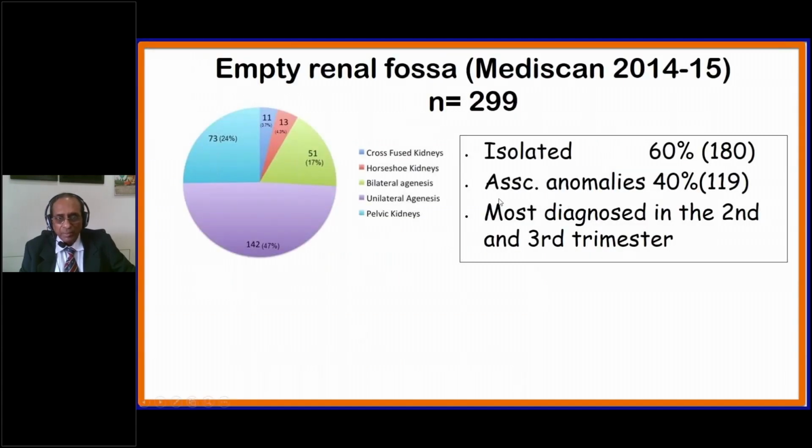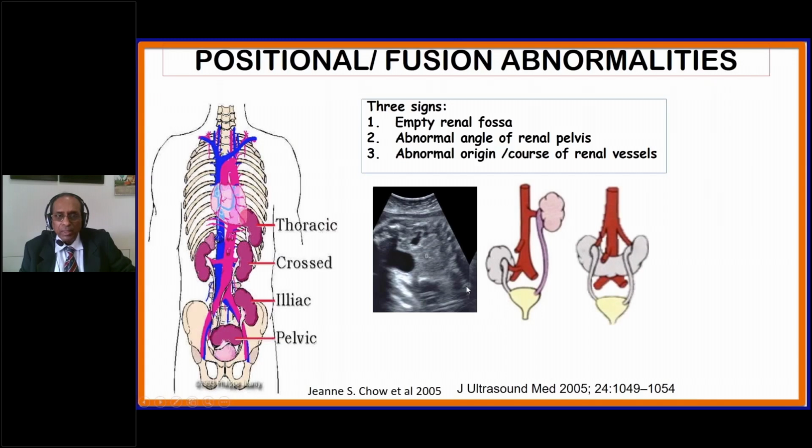In our own series, when there's an empty renal fossa, out of 299 cases, the majority were unilateral renal agenesis, we had crossed fused kidneys and horseshoe kidneys, and also bilateral agenesis in 17%. They were isolated in 60%. Associated anomalies were seen in almost 40%. Now, most were diagnosed in the second and third trimester.